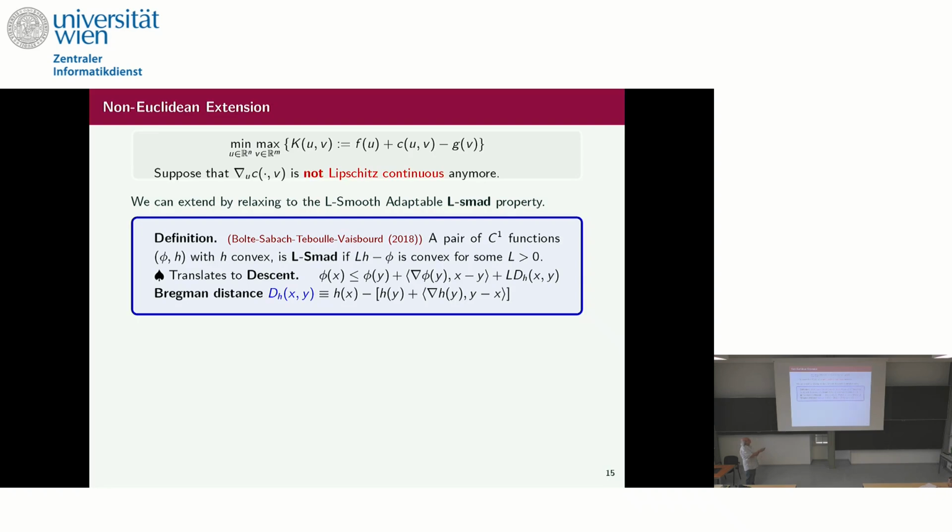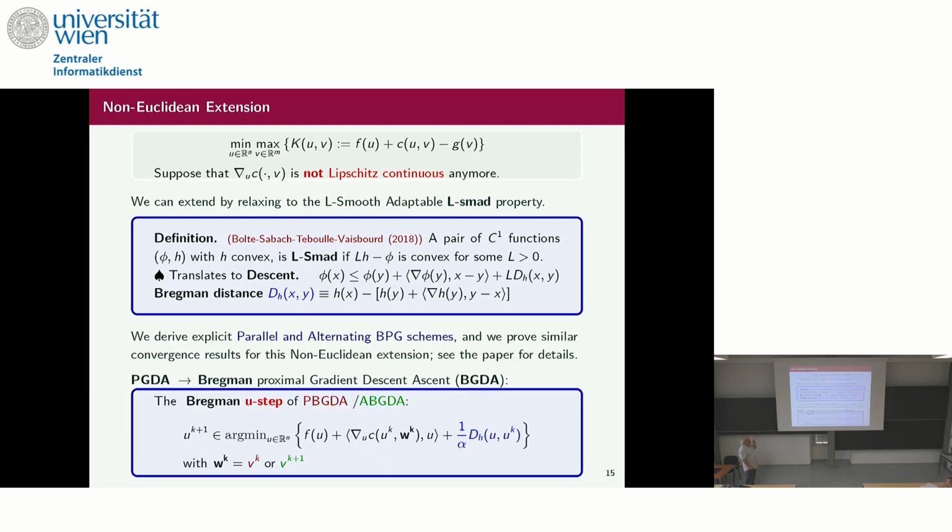This also goes back to the work with Heinz Bauschke, Bolte, and myself. And then this is the usual Bregman distance. Then we can derive both the parallel and the alternating Bregman proximal scheme. We can build exactly the L-smad property. It's actually neat because the Lipschitz constant is 1 in that case. You can see all the analysis in the paper, of course. This is the step for U. For V, that's exactly the same. We can do the analysis for both.